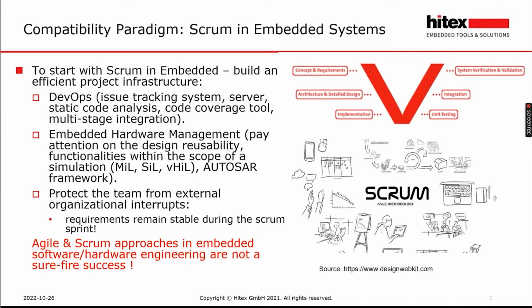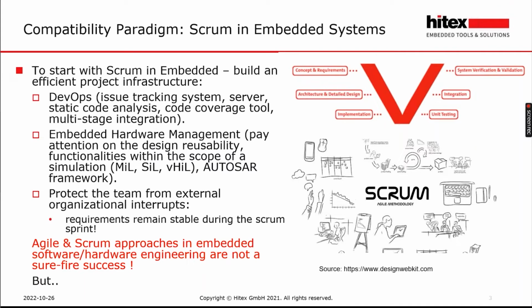In any case, I need to say that when we are talking about embedded systems, especially hardware development in embedded systems, Agile and Scrum are not a surefire success, to be honest. For instance, at Hitex, we mainly work in classical project management and sometimes semi-agile in hybrid project management, but we are not using Scrum so often, because it's really very hard, especially to combine it with hardware development.